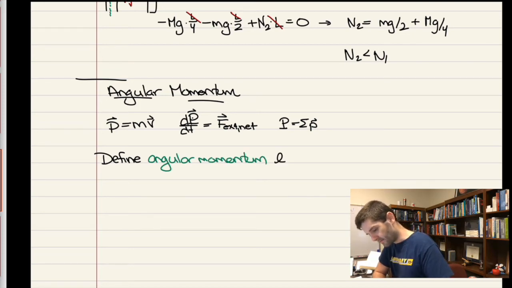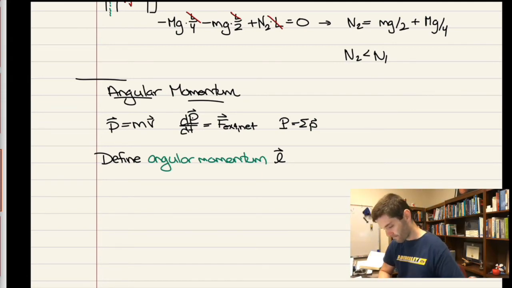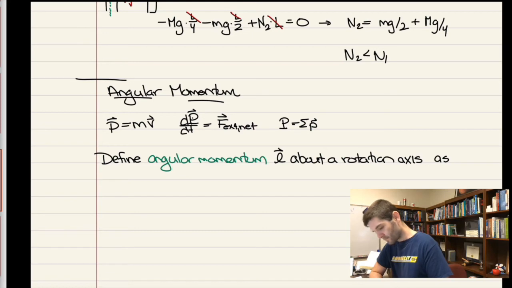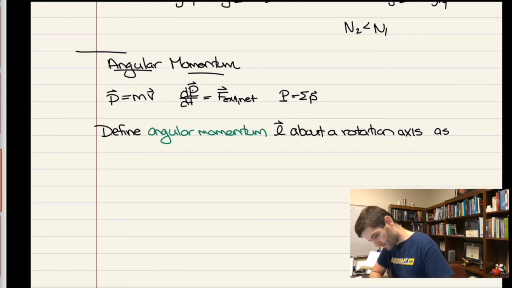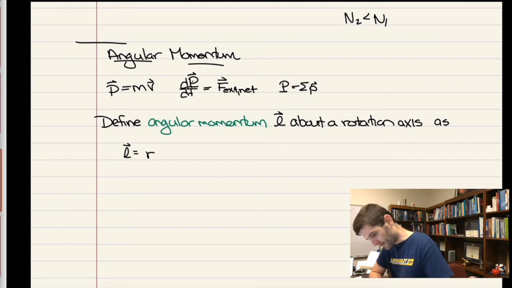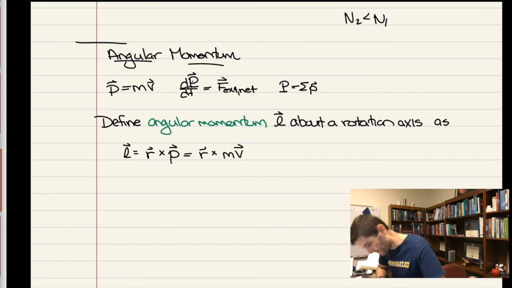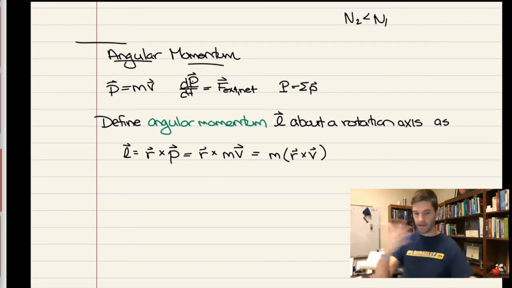So let's define the angular momentum, which using your book's notation is just little l, about a rotation axis. We're going to say the vector L is going to be defined as r cross the actual linear momentum, or r cross mv. Just like what we saw with properties of the dot product, scalar constants can fly around inside the cross product as it wants. Similarly, we could bring out that mass and multiply by the cross product of some sort of moment arm cross the velocity.